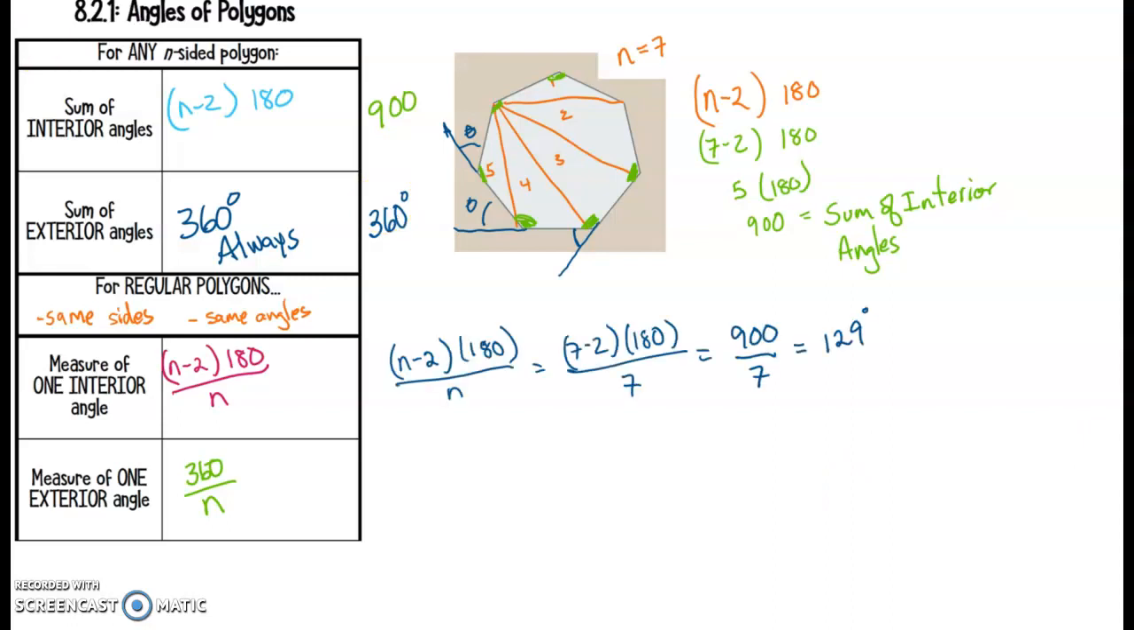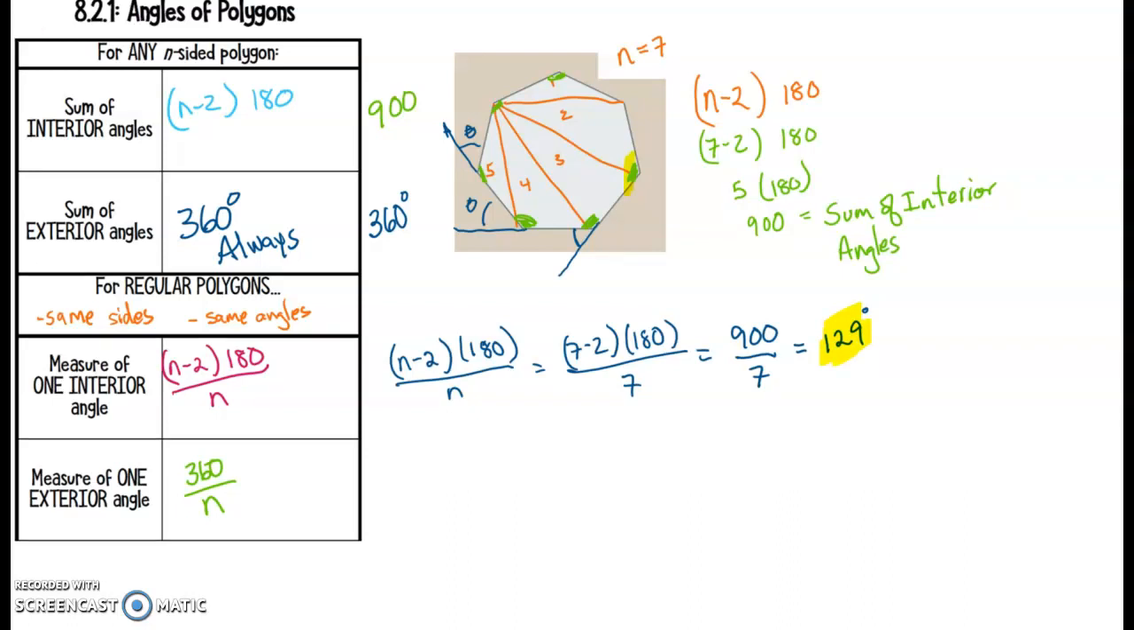You can see here that I'm using the formula, measure of one interior angle, substituting n equals 7 into that formula, gets us 900, which is the sum of all of the interior angles, divided by 7, which is how many angles there are, to come up with an answer of 129 degrees. So each one of those inside angles is 129 degrees.